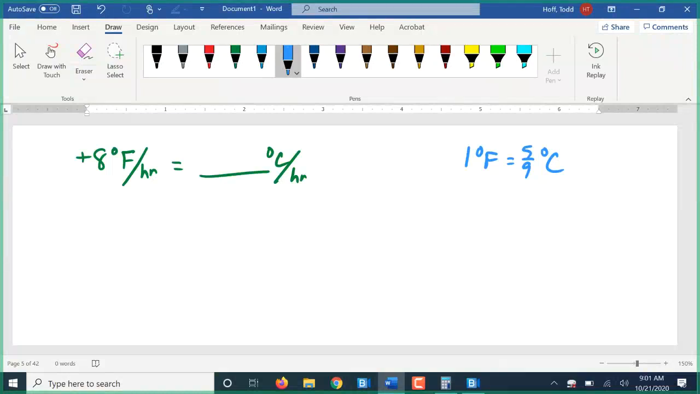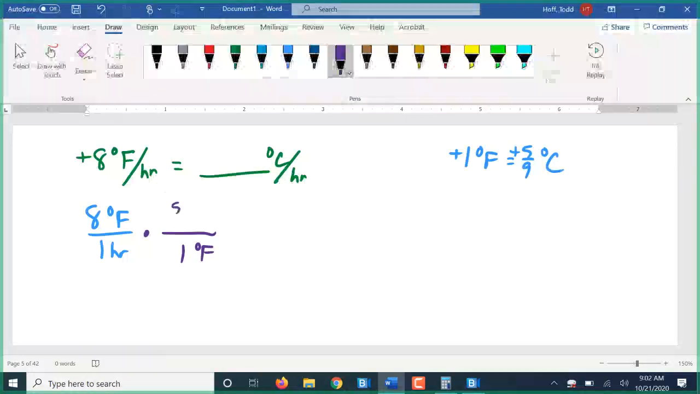Now I should be careful. 1 degree Fahrenheit is not 5/9 degrees Celsius, but a change of plus 1 degree Fahrenheit is equivalent to plus 5/9 of a degree Celsius. So when I do this conversion here, this is 8 degrees Fahrenheit per 1 hour. I have to change my degrees Fahrenheit into degrees Celsius. 1 degree Fahrenheit is 5/9 of a degree Celsius. The degrees Fahrenheit cancel out.